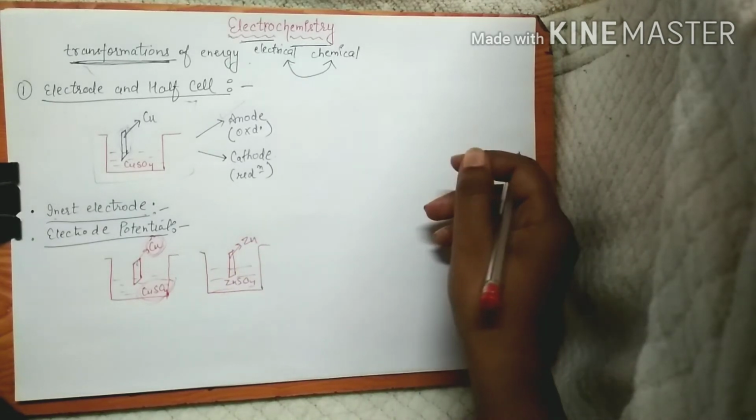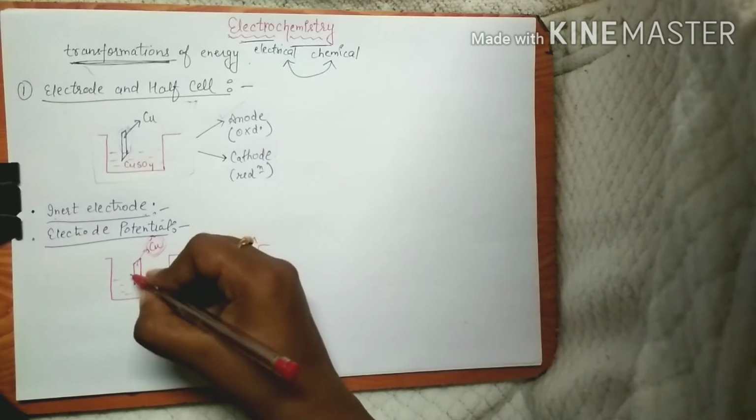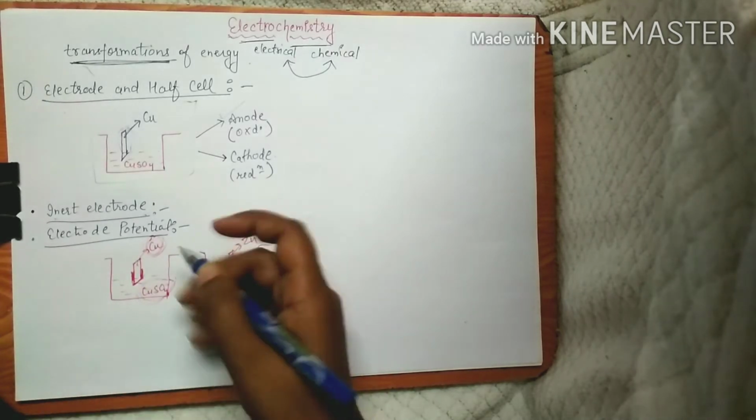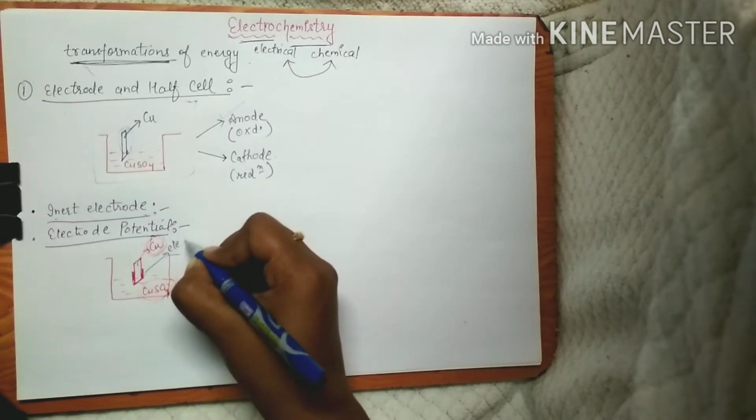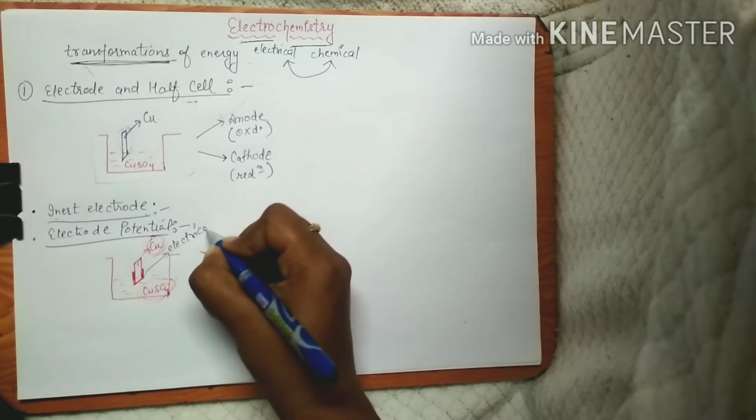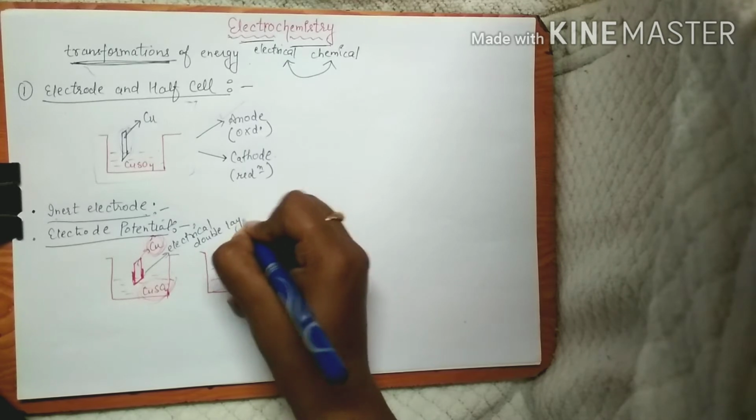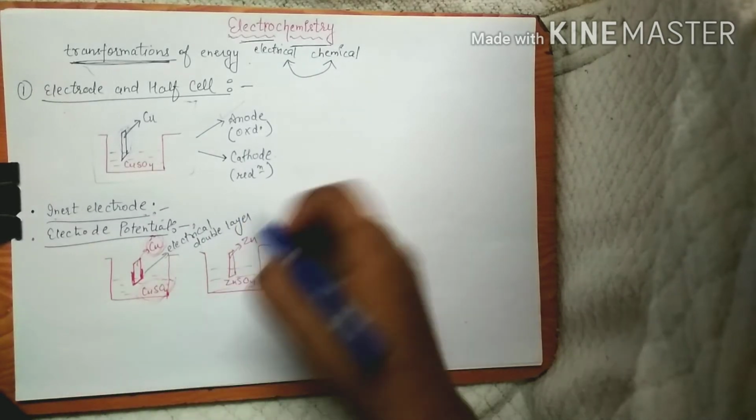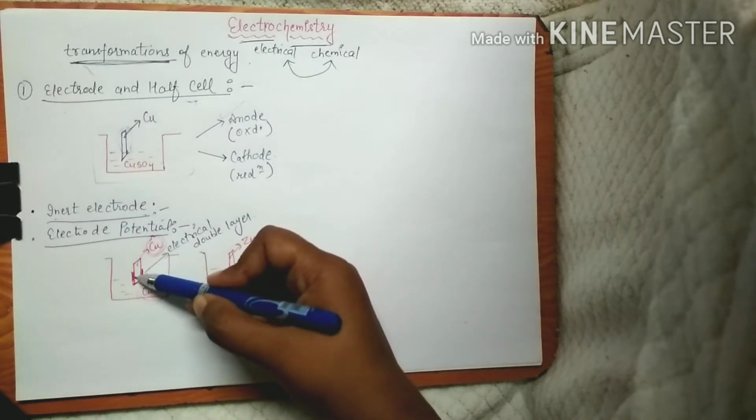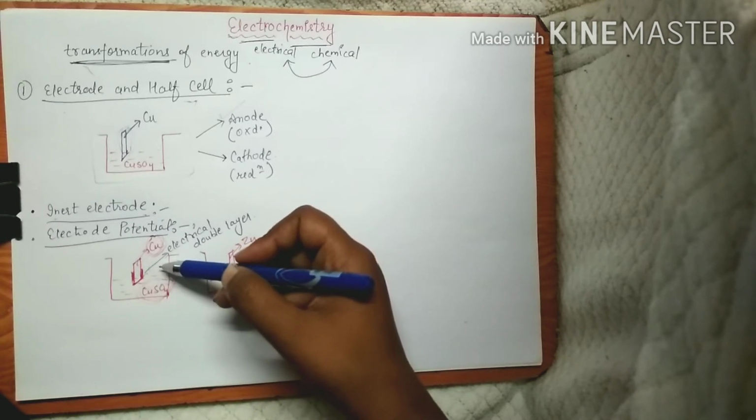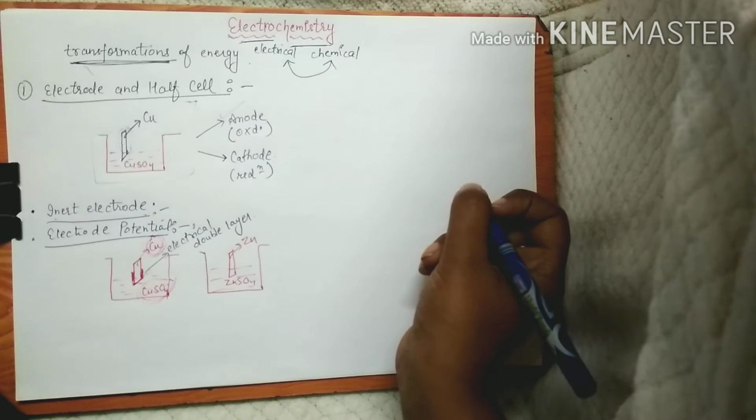So what happens when a metal is dipped in a solution which has its own ions? An electrical double layer is generated at this junction. Here your electrical double layer will be generated, creating a potential difference. So this potential difference which is created at any electrode is known as your electrode potential.